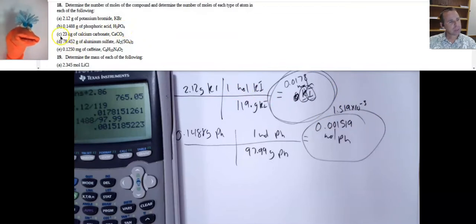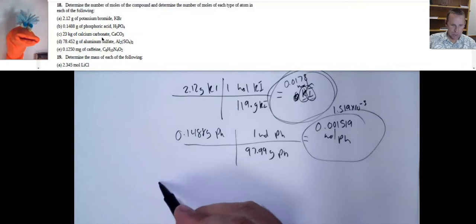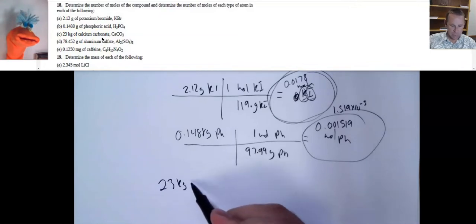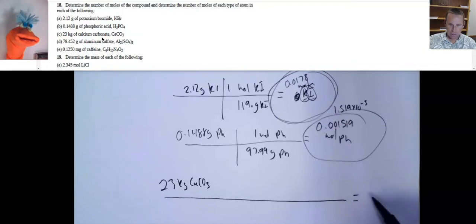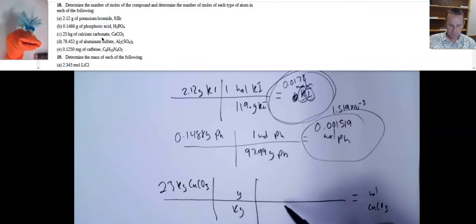Okay, C, 23 kilograms of calcium carbonate. So if I start off with 23 kilograms of calcium carbonate, and I would like to know how many moles of calcium carbonate that is, right? Gotta go from kilograms to grams, good. Kilograms to grams, and then what? Grams to moles.